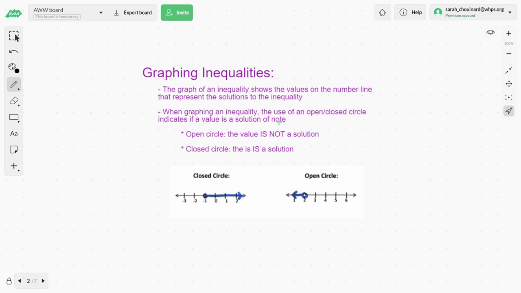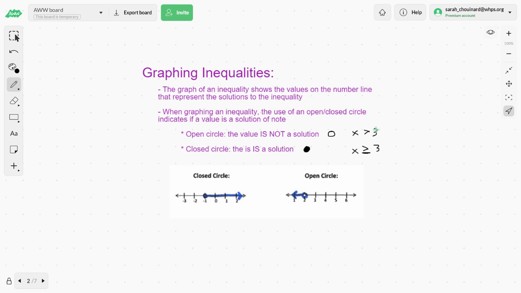When graphing an inequality, we use open and closed circles to indicate if a value is a solution or not. An open circle means the value is not a solution. When I was saying x is greater than 3, 3 wouldn't be a solution because 3 is not greater than 3, so I would put an open circle. A closed circle tells us the value is a solution. That would be like saying x is greater than or equal to 3, because the equal to symbol includes 3 in the solution.